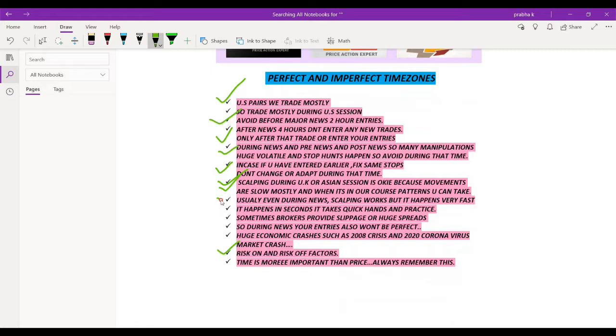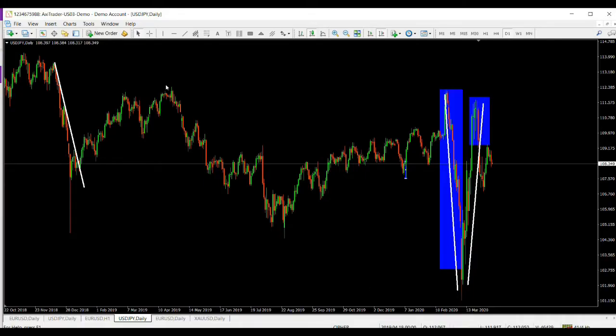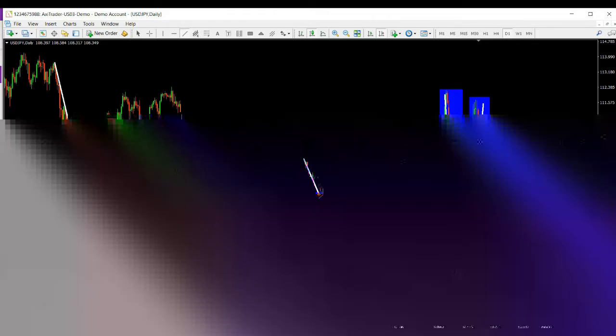Okay, during the news, scalping works, but it happens very fast. What happens during the news is, if you consider this as the price, this is the news time, this is the current market, the price comes down.